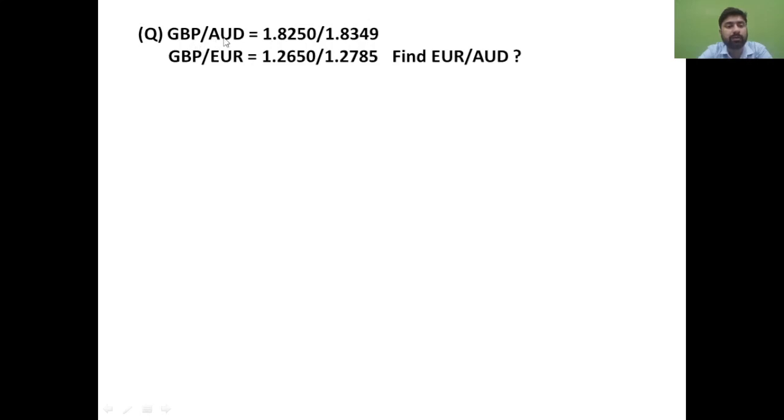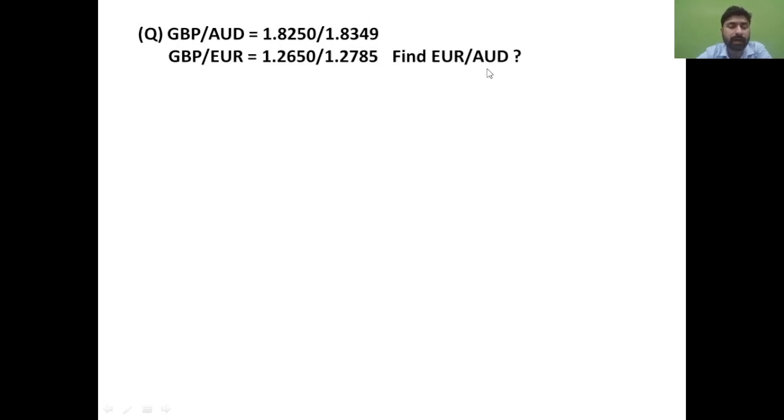Great Britain pound oblique Australian dollars, it is given this. The first price is a bid price, and the second price is your ask price. What is bid and what is ask has already been explained in the previous lecture, so you need to go through that lecture to understand this better. Other information given in the question is GBP, that is Great Britain pound, oblique euro. That relation is given here, that this is the bid price and this is the ask price. You need to find out the relation between euro with respect to Australian dollar.